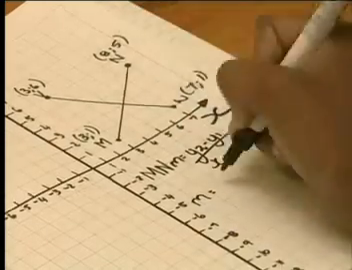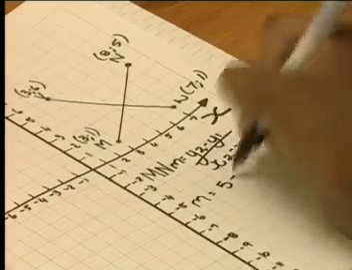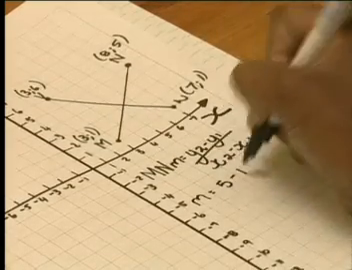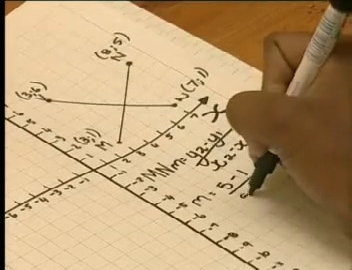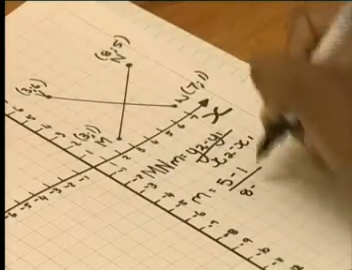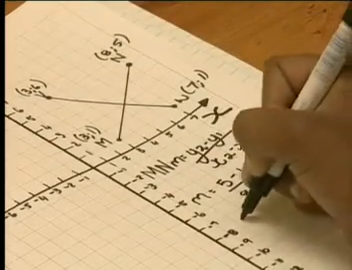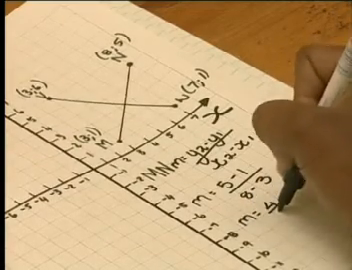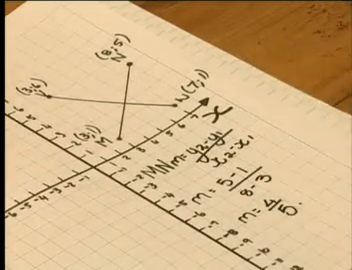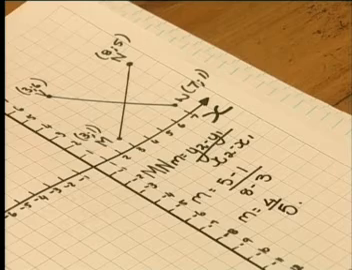The gradient of MN will be 5 minus 1, all divided by 8 minus 3. That's 4 divided by 5. So its gradient is 4/5. Am I right so far? Right on track. Keep going.